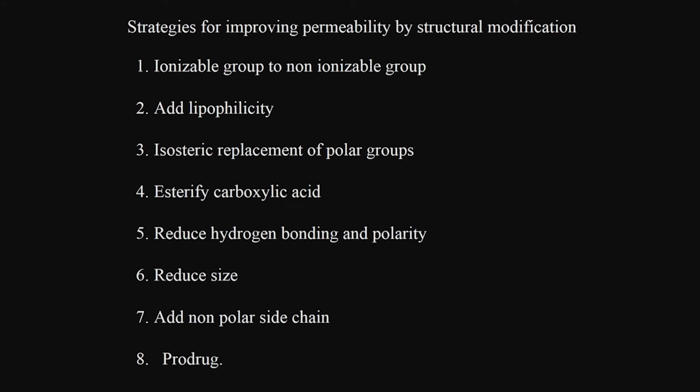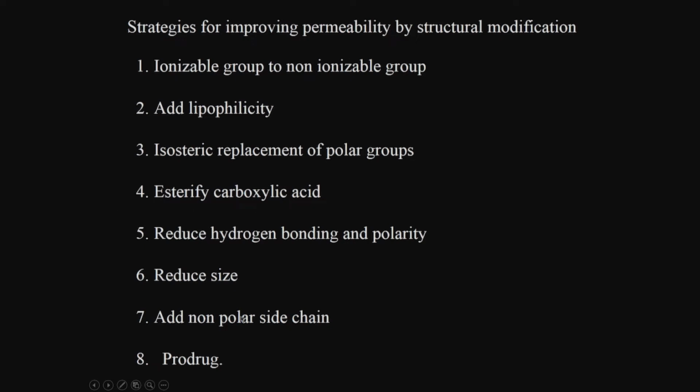So, what are the strategies? Convert ionizable groups into non-ionizable. Like I said, ionizable groups lead to polarity, so make it more non-polar. Add a lipophilic group, that means you are increasing log P. Isosteric replacement of polar groups. So, if you have an OH group, make it OCH3, NH group, make it NCH3, and esterify carboxylic acid. If you have acids, it can become polar, so we make it COOCH3. Reduce hydrogen bonding and polarity. If there are any hydrogen bonding groups, OH, NH, reduce them. Reduce the size, so the material can transport easily inside.